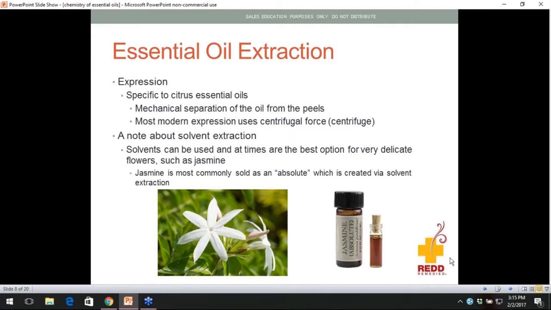Sometimes you see rosewood that is solvent extracted. I've seen neroli absolute, although you can distill neroli oil. But jasmine you don't really see as an essential oil. So you're going to see that as an absolute.